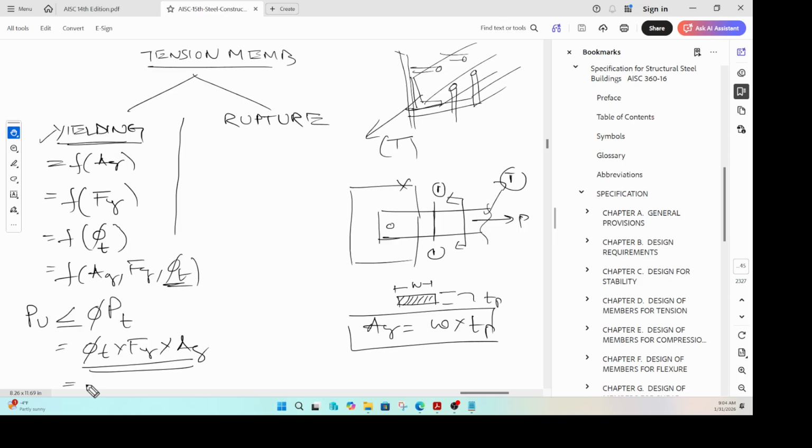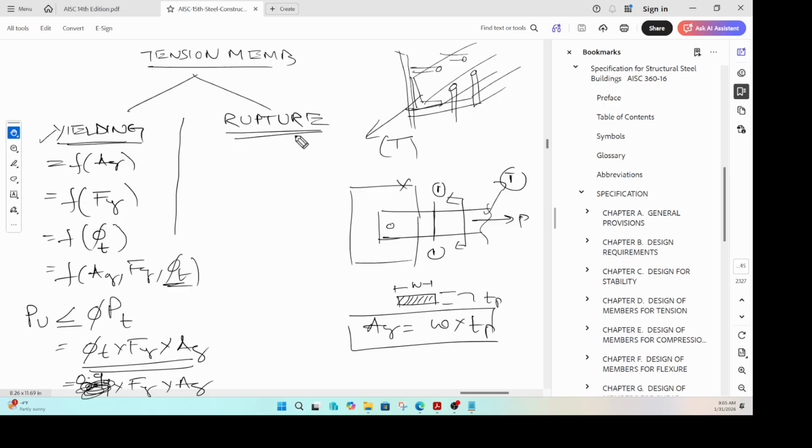Phi t for yielding, because it is a limit state which gives you sufficient warning, is around 0.9. So 0.9 Fy times Ag is your design strength, not the nominal. If you scratch off the phi, then that is the nominal strength, right? But then we reduce it with a factor, and you call it your design strength. So 0.9 Fy times Ag is your yielding strength.